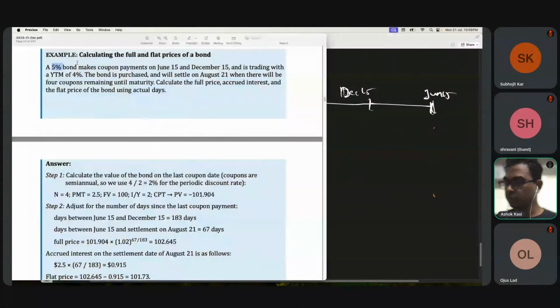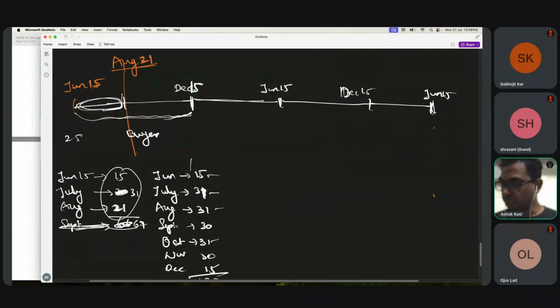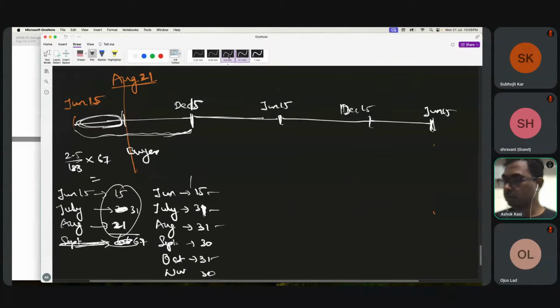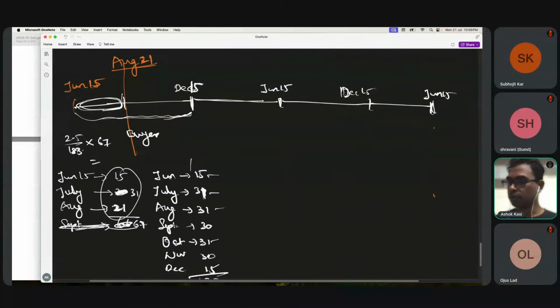So semi means 2.5. So 2.5 is for 183 days. What will it be for 67 days? Calculate. 0.9153. Okay. 0.9153. This is the accrued interest.